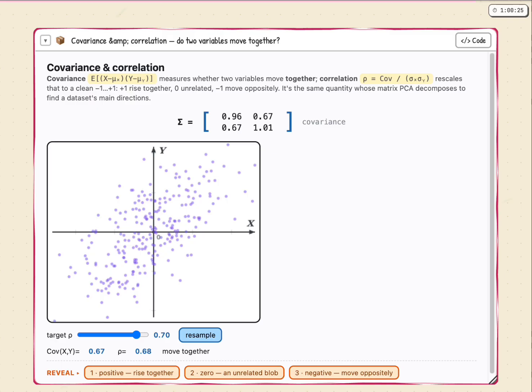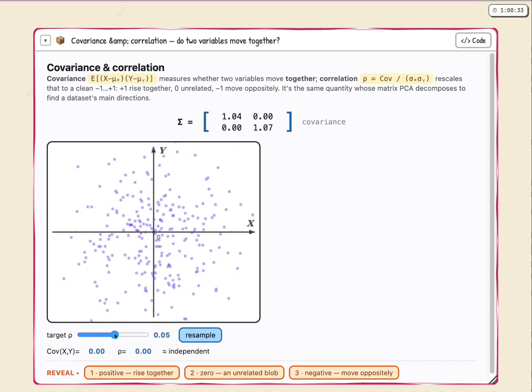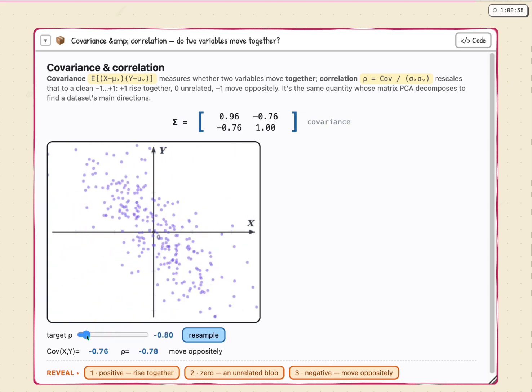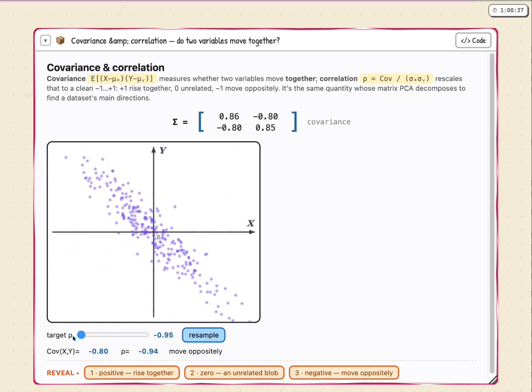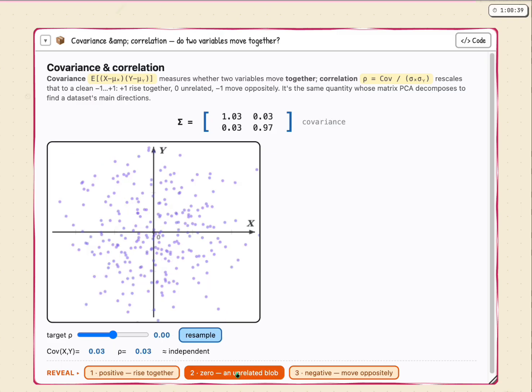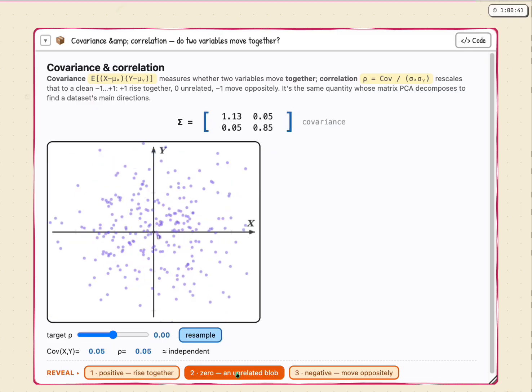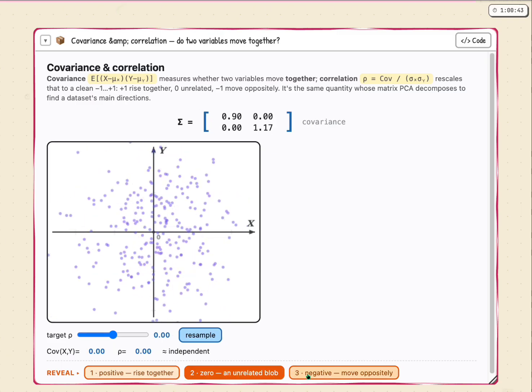When I set a strong positive relationship, the points line up along a rising diagonal. When one goes up, the other goes up. When I dial it to 0, the cloud becomes a shapeless blob. The two variables are unrelated. And when I make it negative, the cloud tilts the other way. When one rises, the other falls.